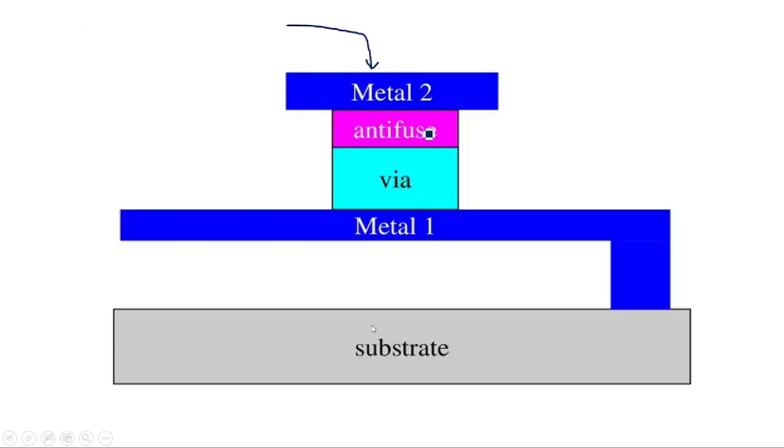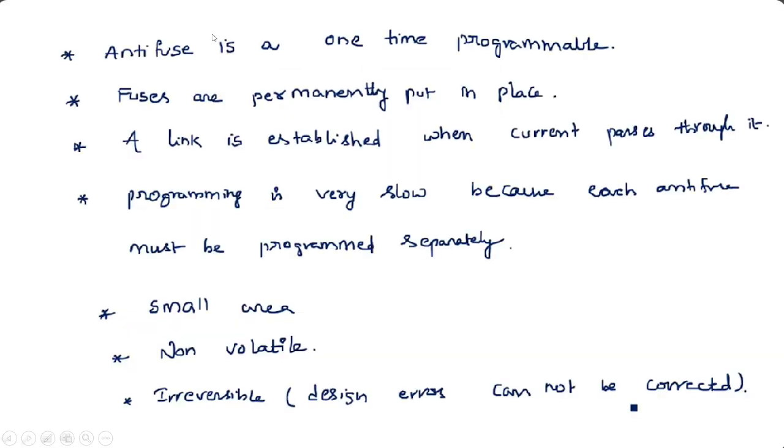What is anti-fuse technology? Initially it is fused, connected between the two metals. When you apply some voltage, it becomes antifuse. That is antifuse technology. Antifuse is one time programmable, which means once the program is written, it is not changed. Fuses are permanently put in place, so a link is established when the current passes through it.